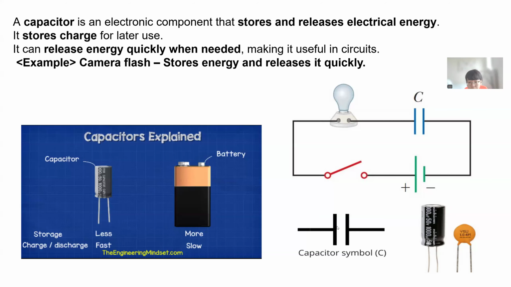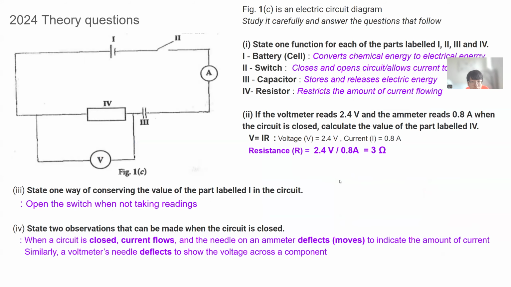The capacitor symbol basically looks like this. This is a battery, and this is a capacitor. That's what it might look like. So let's look at this theory question. Figure 1C is an electric circuit diagram. Answer the questions that follow. 1, state one function of each of the parts labeled 1, 2, 3, and 4.